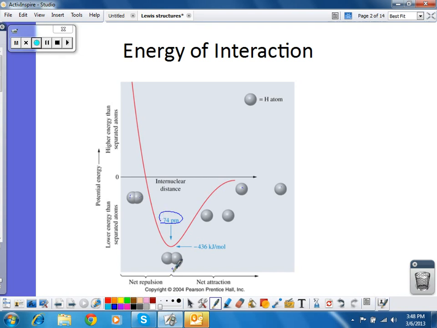For the hydrogen atom, that distance between nuclei is 74 picometers, and when that bond forms, 436 kilojoules of energy are released per mole of bonds formed. So bond formation is always exothermic. Energy is released when bonds are formed. Bond breaking is always endothermic. It requires energy to break bonds, no matter what type of bonds they are.